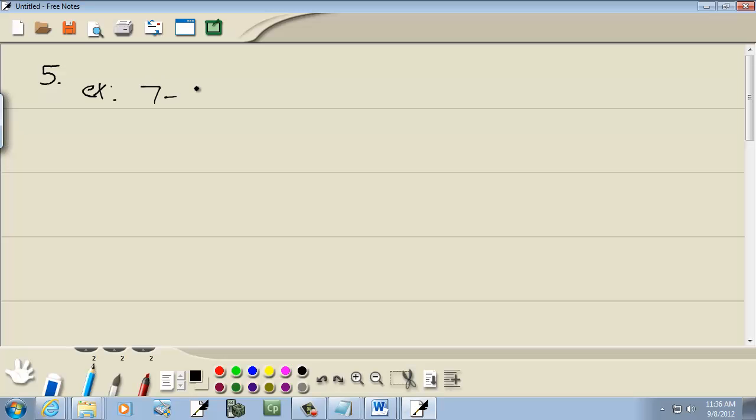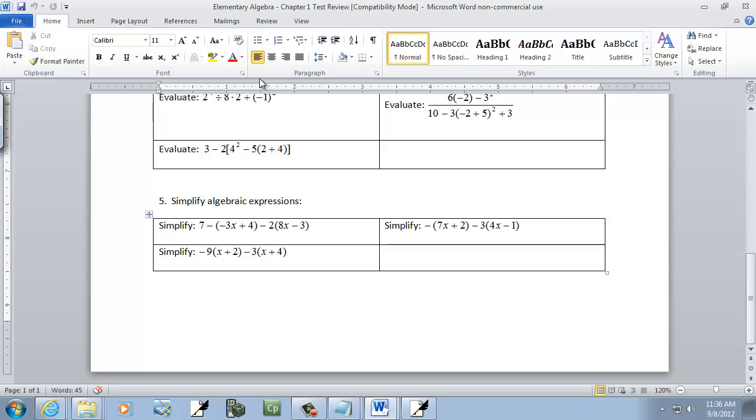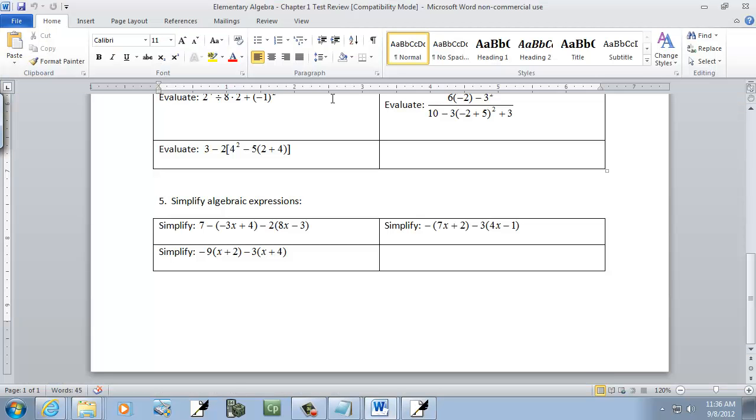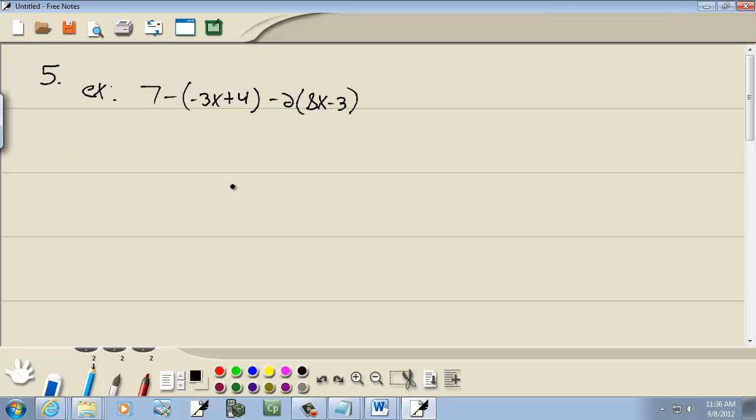7 minus negative 3x plus 4, minus 2 times 8x minus 3. And the instructions are to simplify the algebraic expression. Well, if we have a negative out in front of our parentheses, that's like having a negative 1 there. So this is a distributive property.